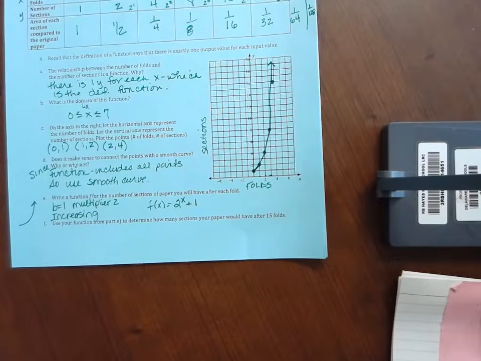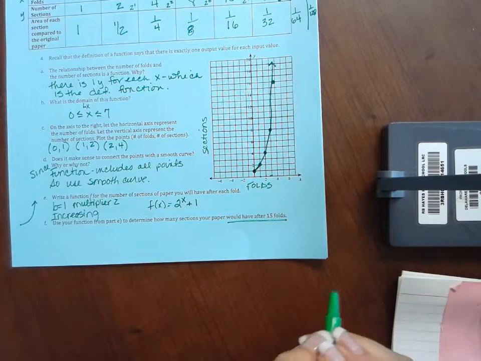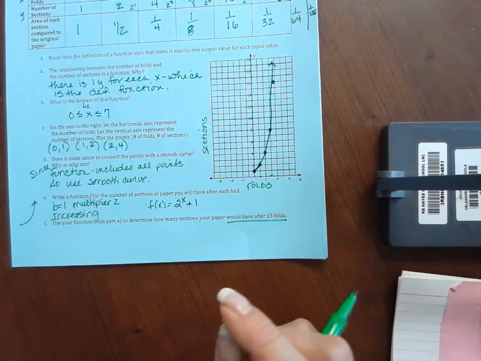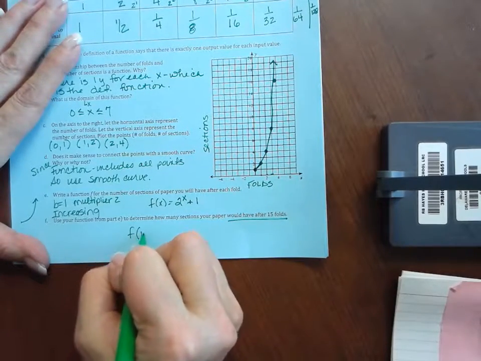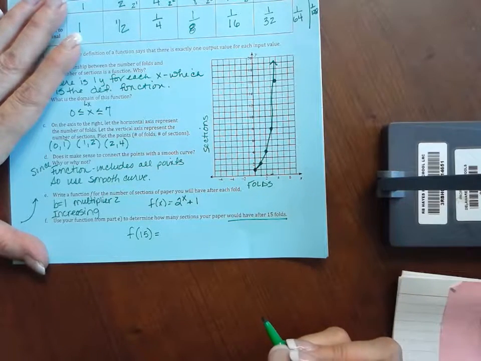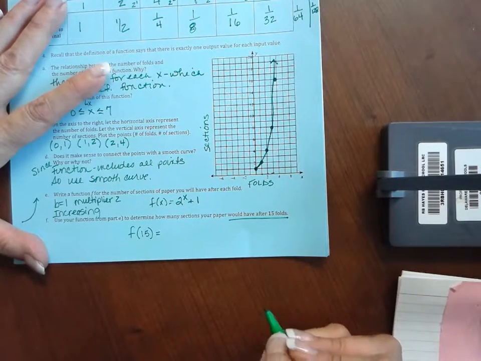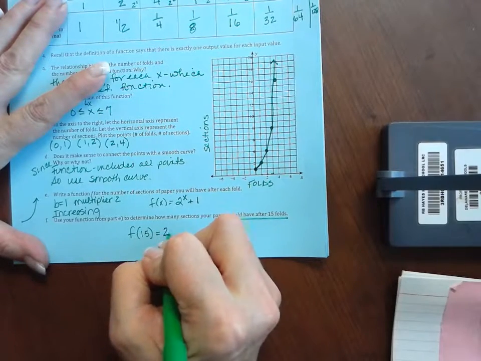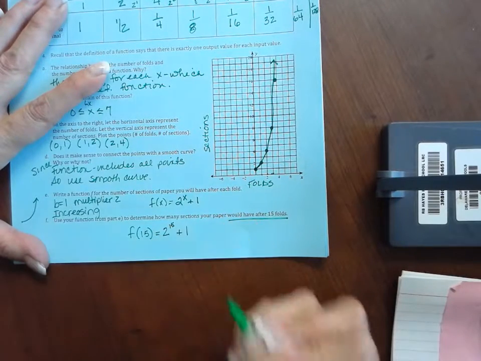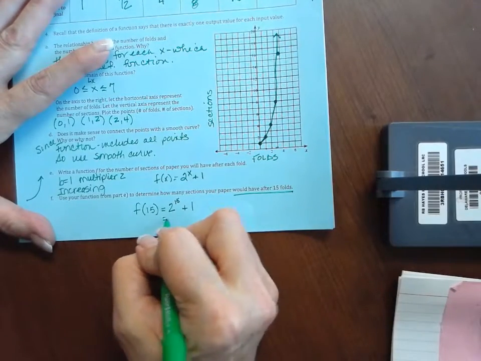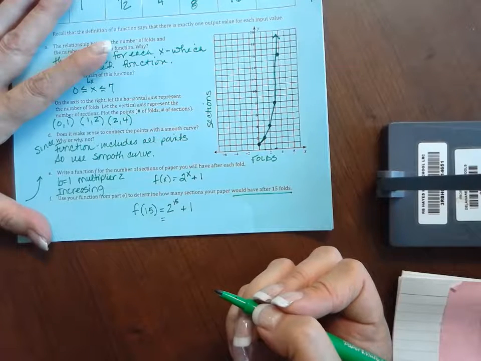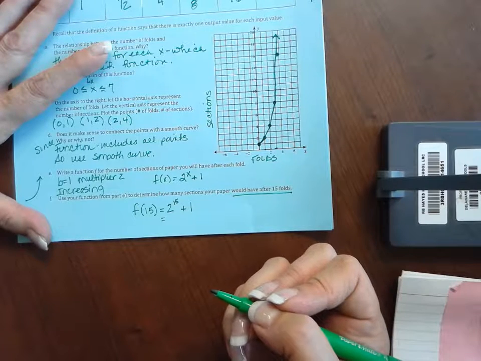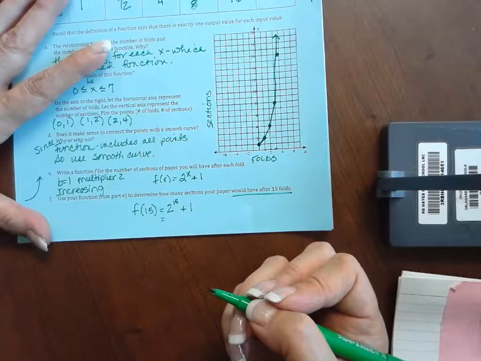Okay. Now, if Kaylee became a strong superwoman and could actually get 15 folds, how many sections would the paper have? Well, now I can use my equation, 2 to the 15 plus 1. Anybody know what 2 to the 15th is? That's a calculator one. Anybody got the calculator handy? I know 2 to the 4th and 2 to the 5th, but 2 to the 15th, no. That's one we can defer to the calculator.